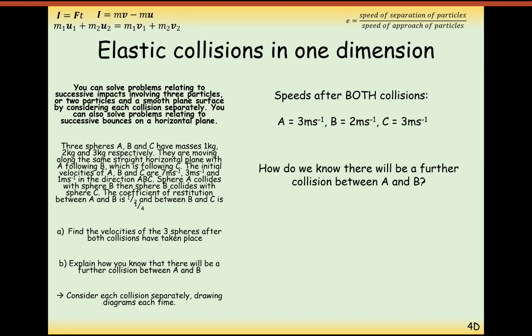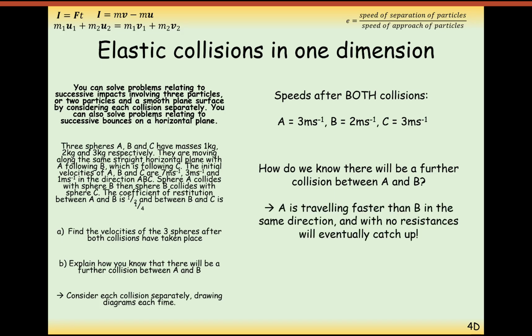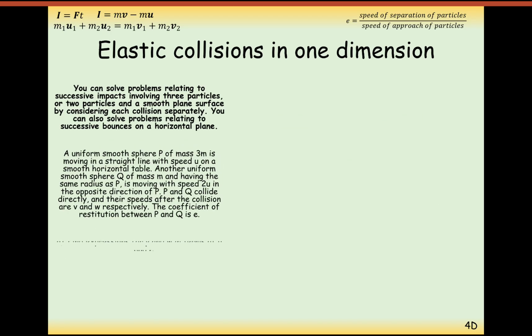Okay. How do we know that there will be a further collision between A and B? Well, it's because A is travelling faster and in the same direction with no resistance and will eventually catch up. Okay. In fact, I think we're going to have a look at a second question now.